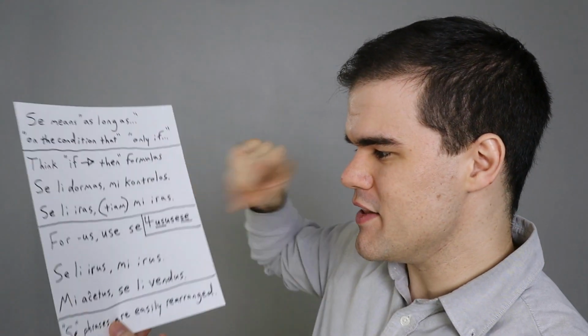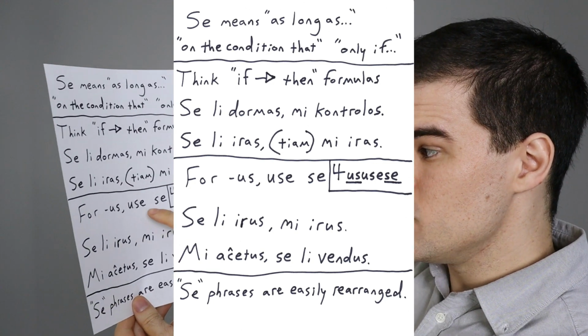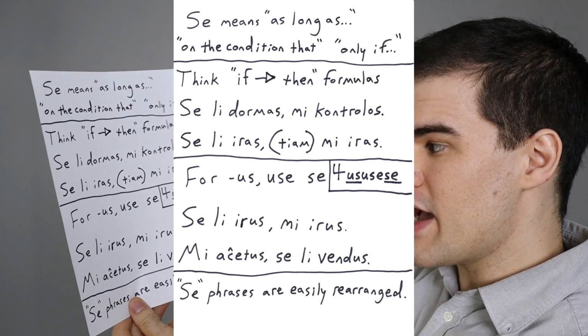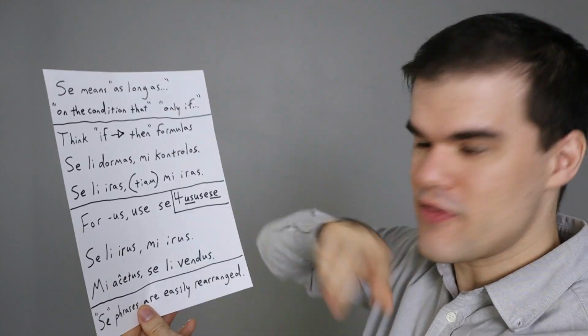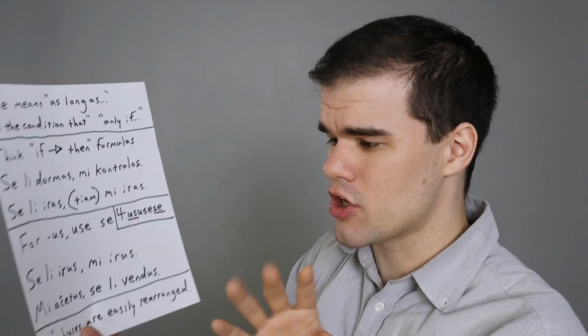If I were to have done this in the past, then I would have done that in the past. Or if I were to do this in the future, I would then have done that in the past. You can use it for all sorts of time travel. For US, use SE. So for US, use SE. For US, USESE. That helps you remember it. So if you have a US phrase, you almost definitely are going to have se in there.